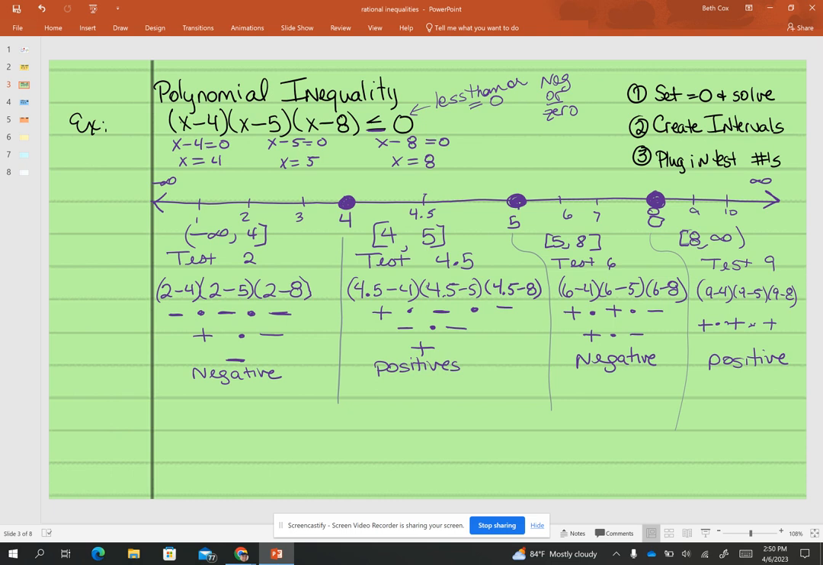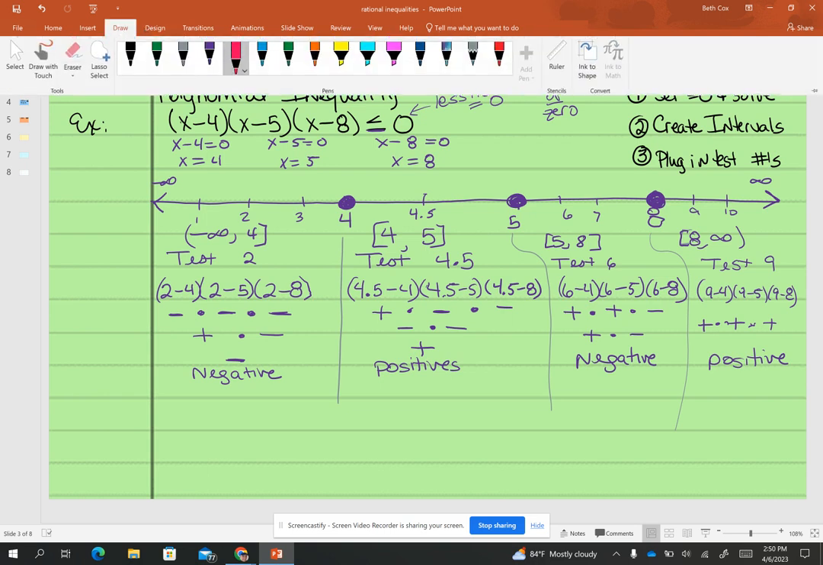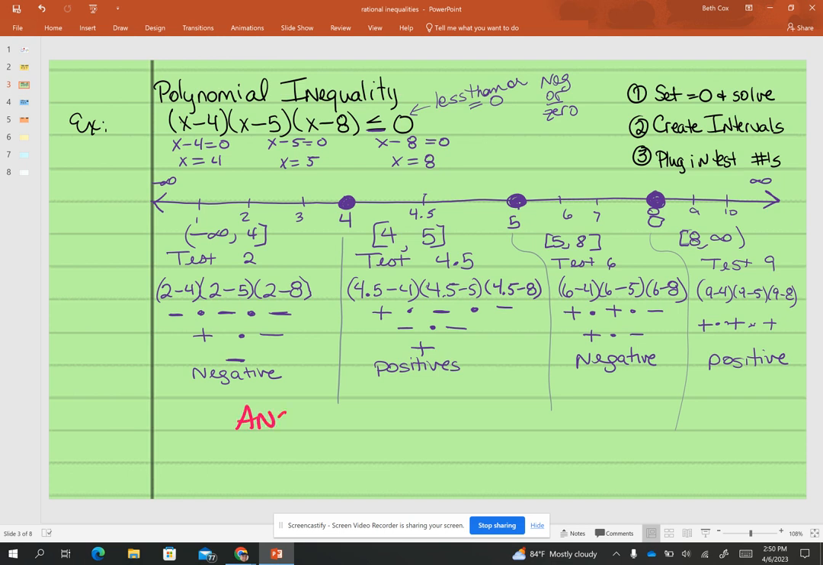Okay. All right, so I set it equal to 0. I did that. I created my intervals. I did that. And I plugged in all my test numbers. I did that. That was a lot of work. Now we need to determine our answer. What is our answer? Okay, what is the question? The question says, what x's are going to produce less than or equal to 0?